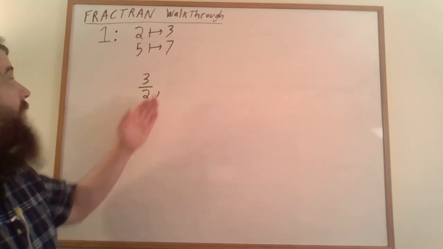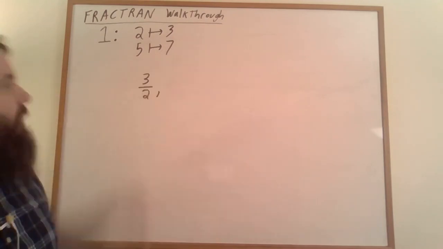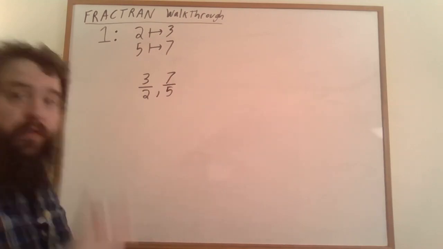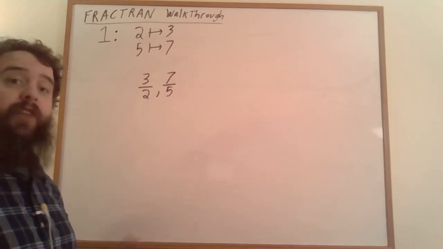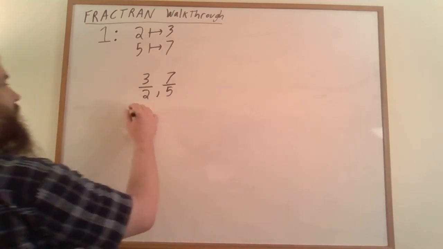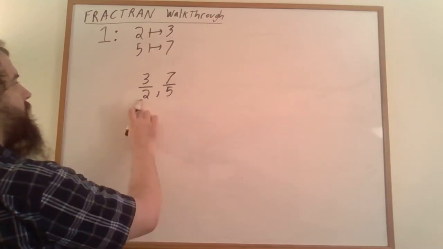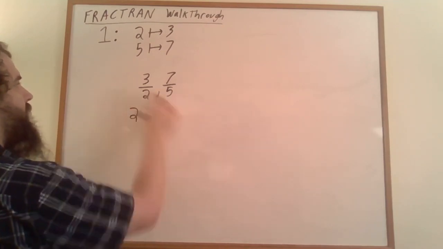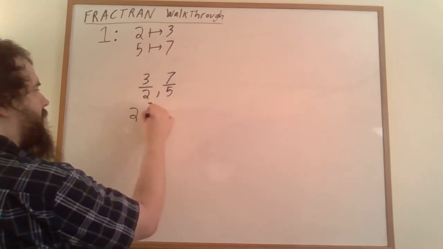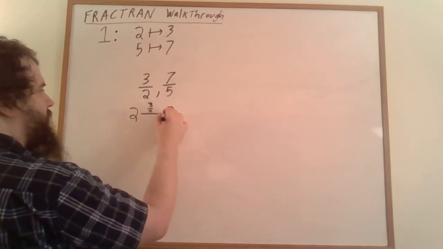And we can simply have that next fraction turn 5 into 7. That is the fraction 7/5. Let's check to make sure this works. If we input a 2 into the program, it gets multiplied by the first fraction in the list, that is 3/2, to get turned into a 3.